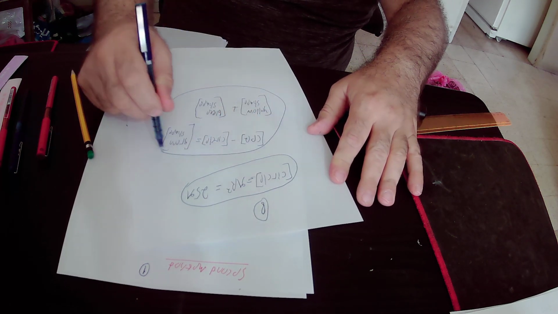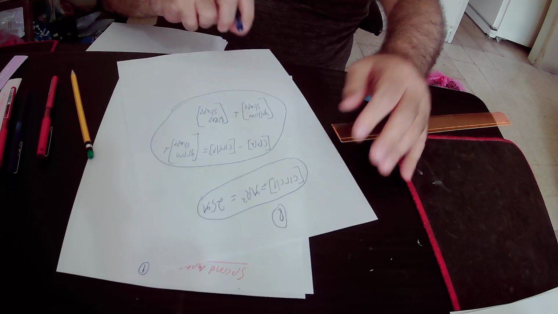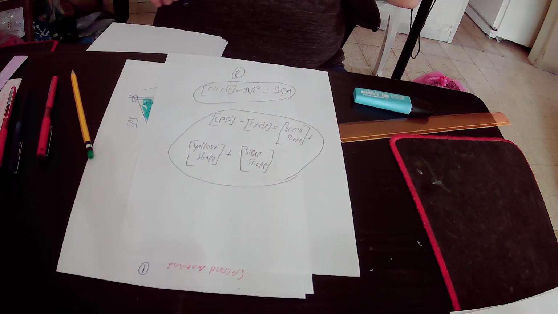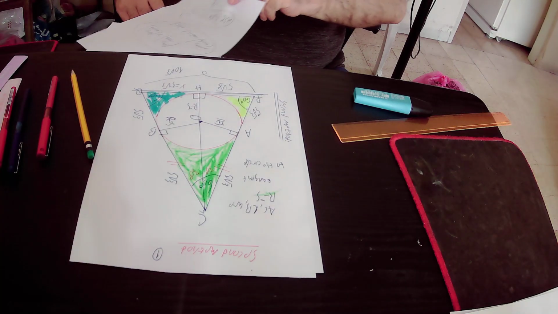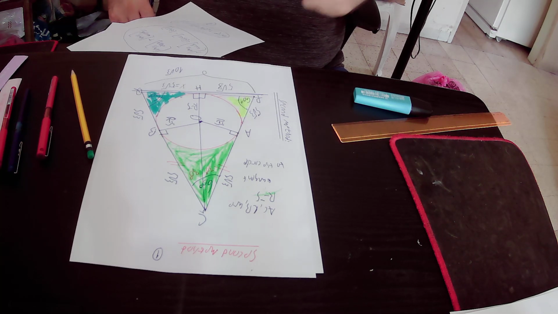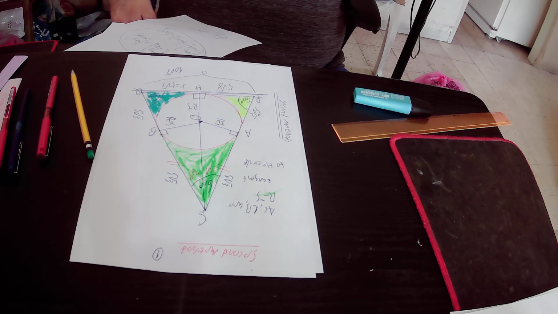So we have this formula that states that the area of the big triangle CPQ minus the area of the circle equals the area of the green shape plus the area of the blue shape plus the area of the yellow shape. You can see from the drawing that the area of the big triangle minus the area of the circle equals the area of the green, yellow, and blue shapes.